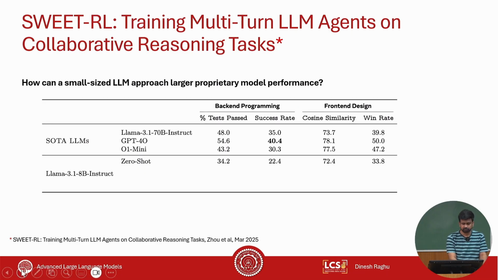Now let's move on to how the small language model does. So we know that we want to look at the collaborative setting, and we know that GPT-4o in a collaborative setting is getting 40% success rate for backend programming and 50% win rate in front-end design, right? Now they want to see how the Llama 3.1 8 billion instruct performs out of the box. So clearly there's a big gap. The success rate is 22, which is almost half of what GPT-4o does, and its win rate is 33 at the moment, and we want it to be as close to 50, right?